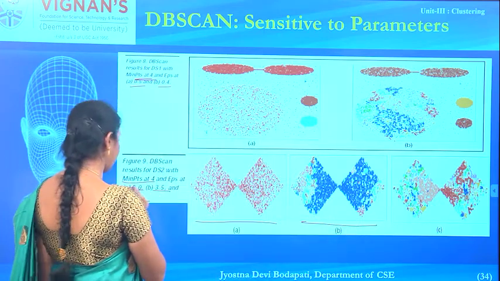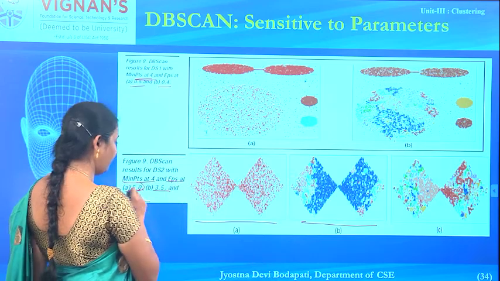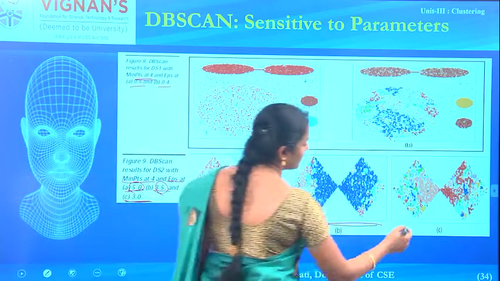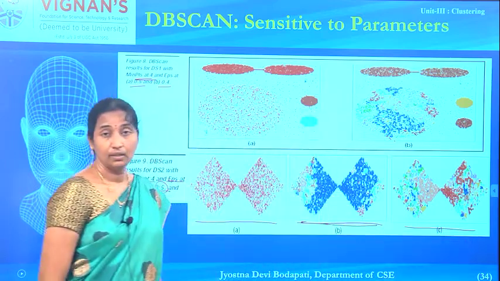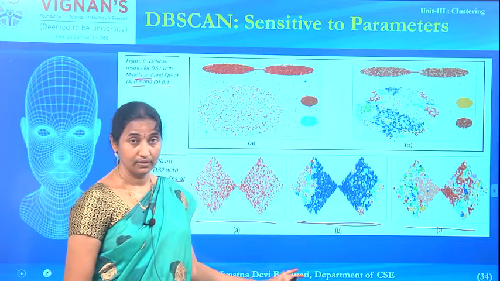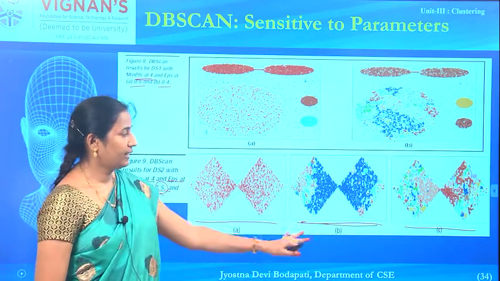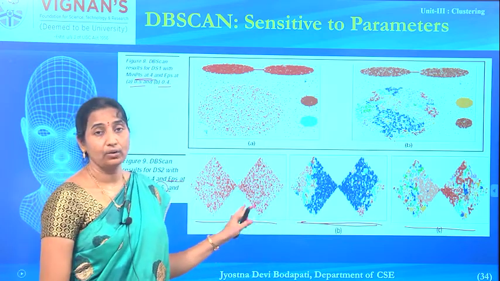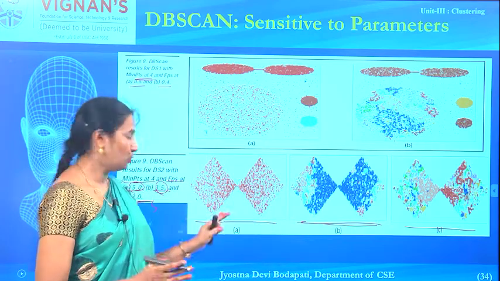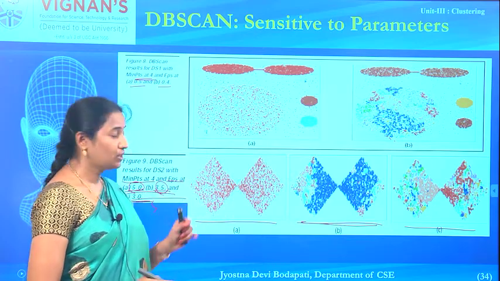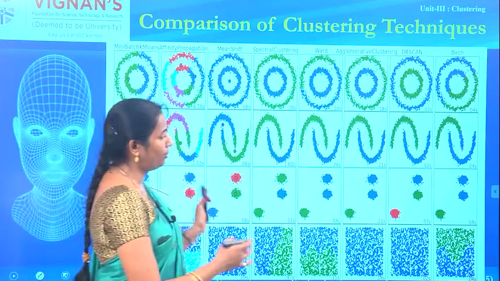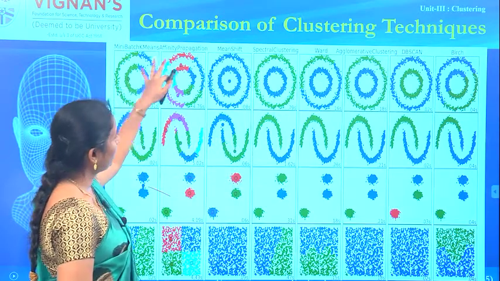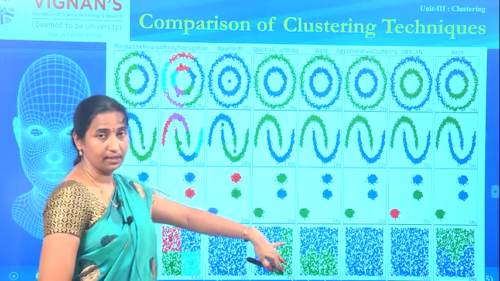When I choose the first set, epsilon at 5 and epsilon at 3.5, these are the clusters I am getting, and with epsilon at 3 I am getting this set of clusters. So you can very well understand that the clusters produced by the DBSCAN algorithm are very much sensitive to the parameters that we are choosing. Now this is kind of synthetic data we have taken, different shapes, and then we have applied different clustering algorithms on this data.